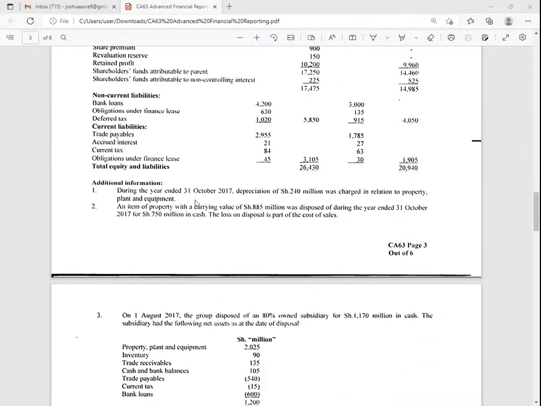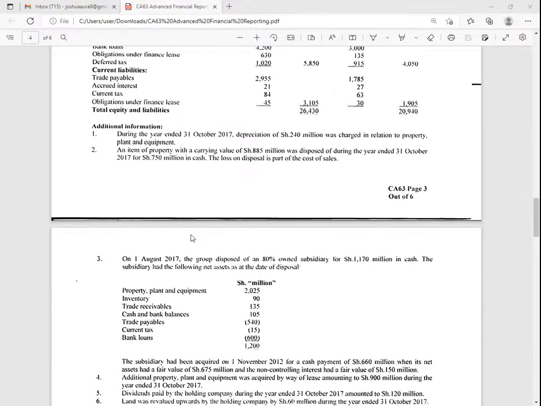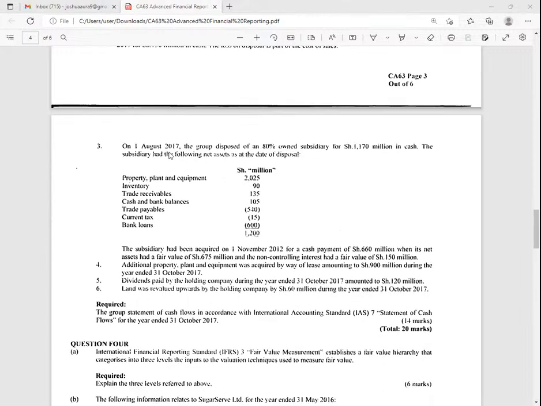So you're told that during the year ended 31st October 2017, depreciation of shillings 240 million was charged in relation to property. Number 2, an item of plant with a carrying value of 885 million was disposed of during the year for 750 million in cash. The loss on disposal is part of the cost of sales. So on 1st August 2017, the group disposed of an 80% owned subsidiary for 1170 million in cash. The subsidiary had the following net assets as at the date of disposal. So we have property, plant and equipment, etc.